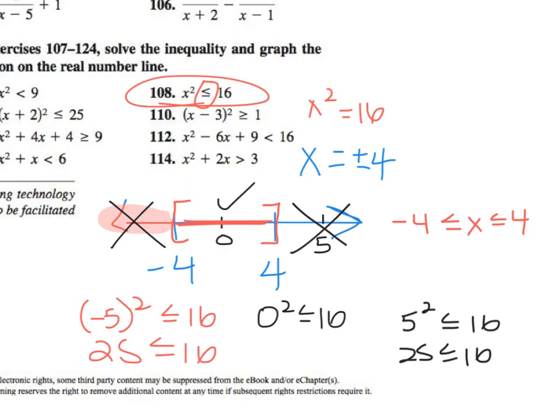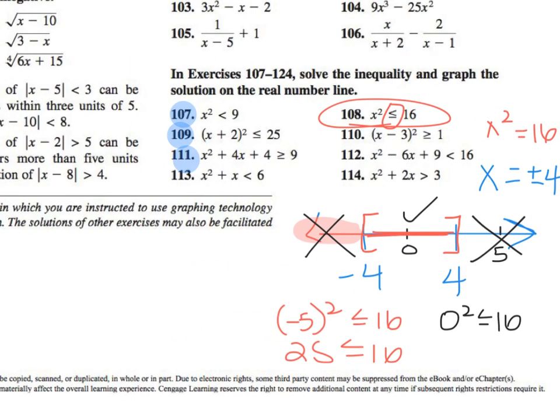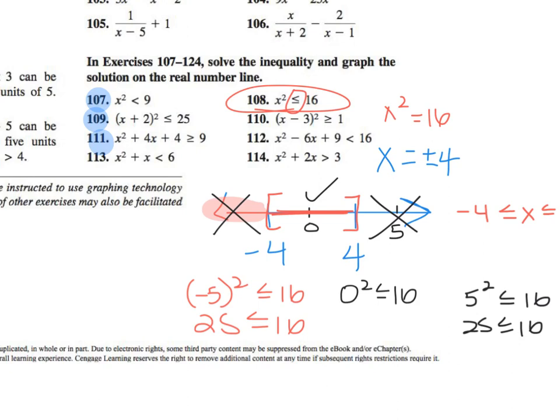Like 107 where there's no equal sign, where it's just... You put, that just means there's parentheses instead of brackets. So everything is exactly the same. You just put parentheses instead of brackets if it's not "or equal to."